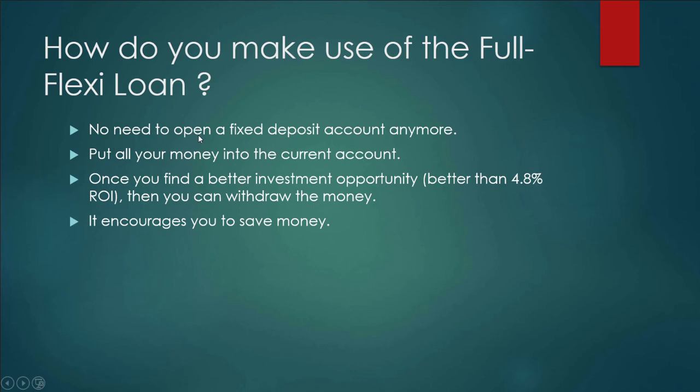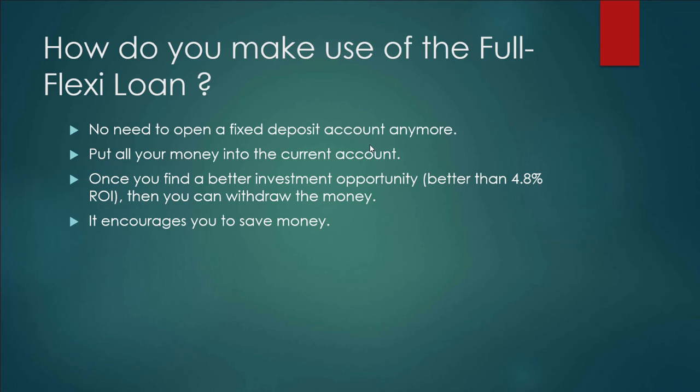So in other words, how do you make use of the full Flexi loan when you have it? Basically, you don't need to open a fixed deposit account anymore. Why? Because a fixed deposit interest rate is always lower than your housing loan interest rate. Let's say your housing loan interest rate, you can get it at 4.3, 4.4, 4.5%, for example. I think the best rate the bank can offer now is around there. But for fixed deposit, even when you get it at a special promotion, the highest you can get is 4.2%. So instead of earning 4.2%, it is actually better for you to save 4.5% or 4.8%, somewhere around there. So it's better for you to save more than to earn less.